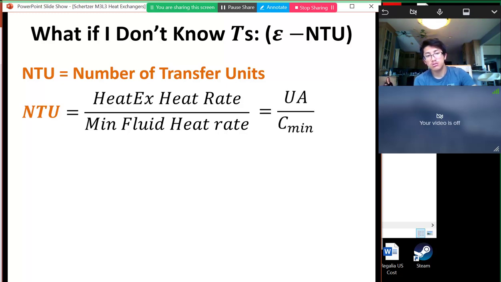Right? So this is going to be the actual amount of heat that gets transferred, which is UA times delta T. And on the side of C min, it's going to be C min times delta T. So the delta T's kind of drop out here. So we get U times A divided by C min. And that's going to be our number of transfer units. It gives us some idea of how much heat is being transferred.